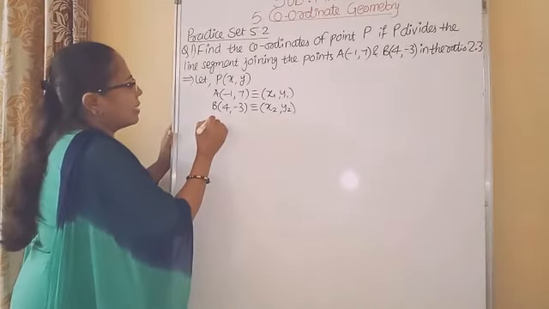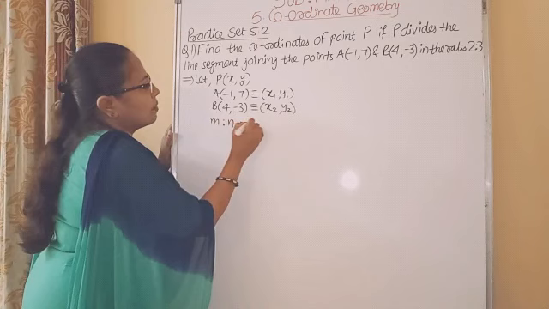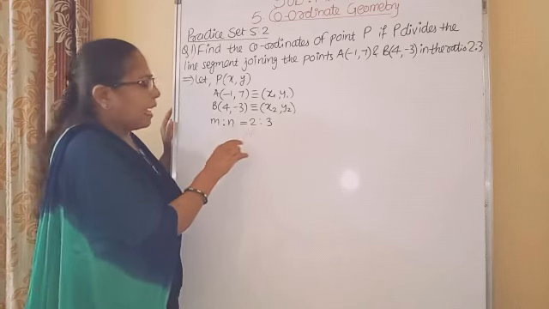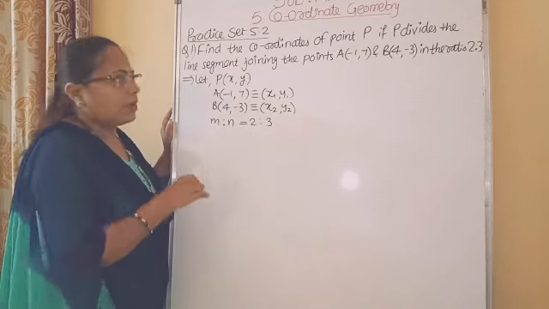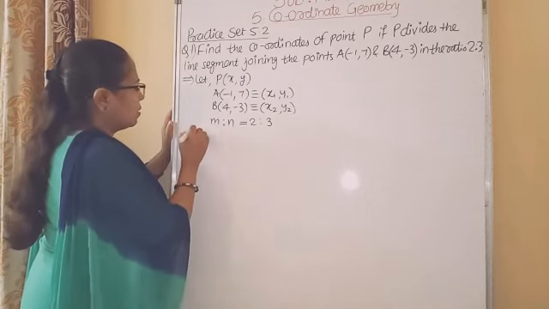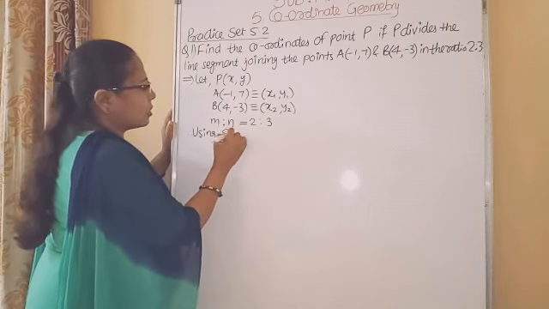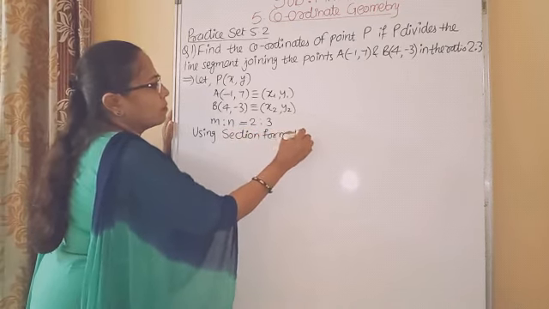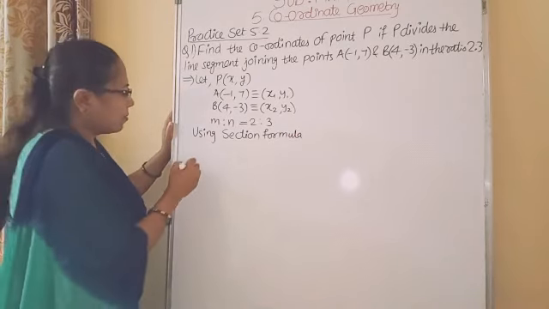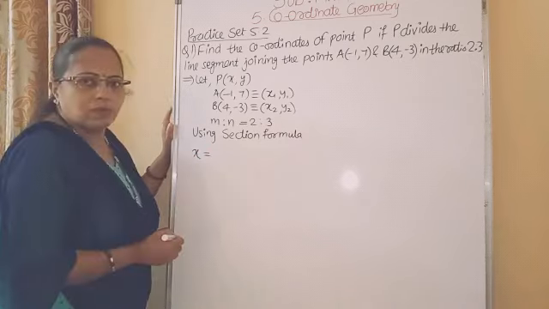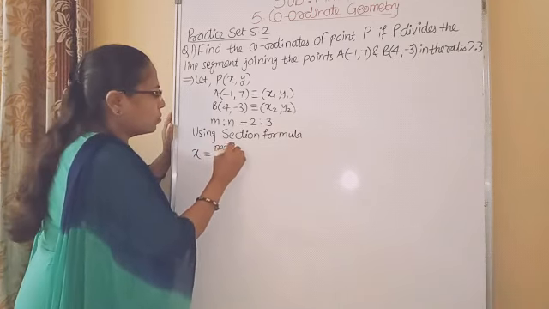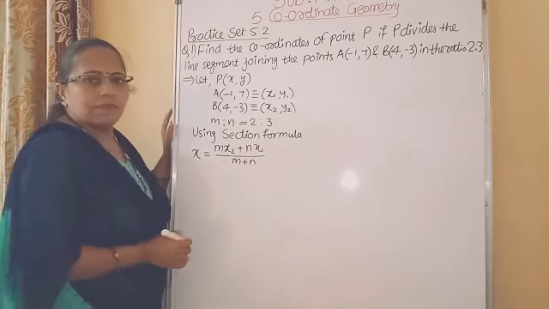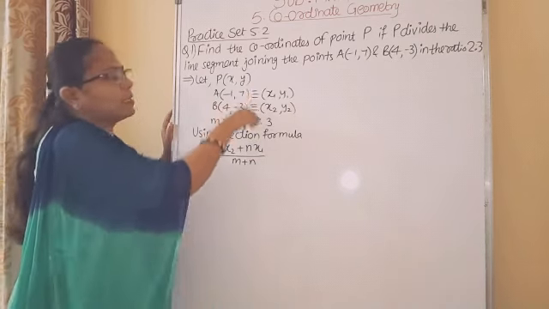So this ratio we will assume as m:n equal to 2:3. That means m equal to 2 and n equal to 3. Okay, now we will use section formula. So by using section formula, x coordinate we can find out using formula (mx2 + nx1) upon (m + n). Okay, all these values we have with us.